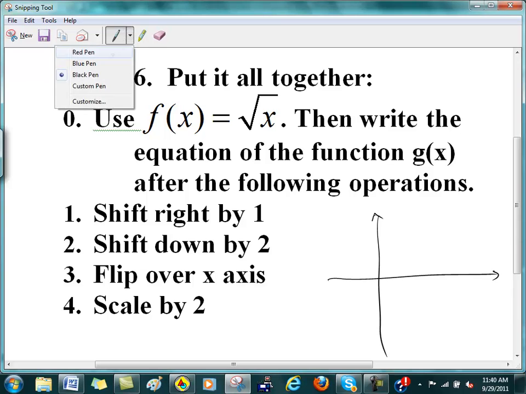Square root of x. You should know what square root of x looks like. It's one of those famous functions. You've got to know what its shape looks like. Yes, you're graphing that on a new box.